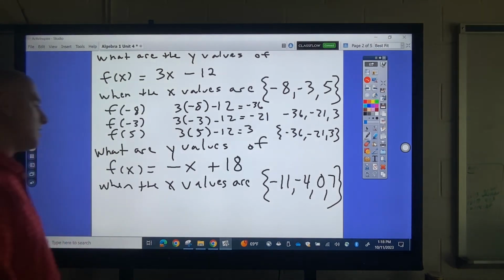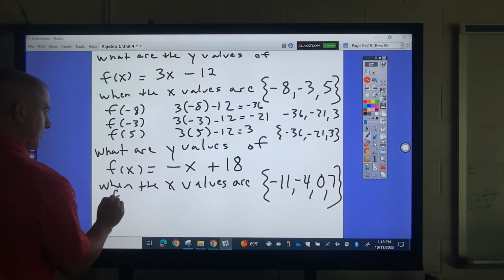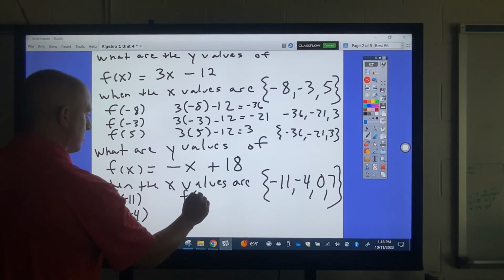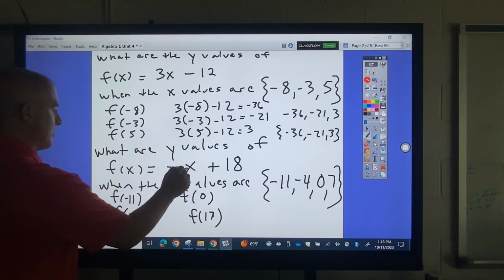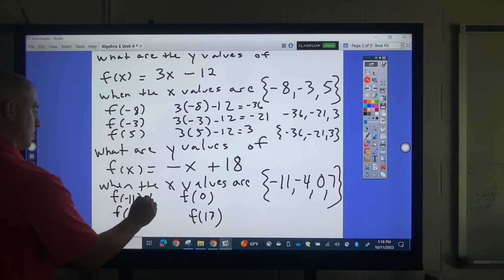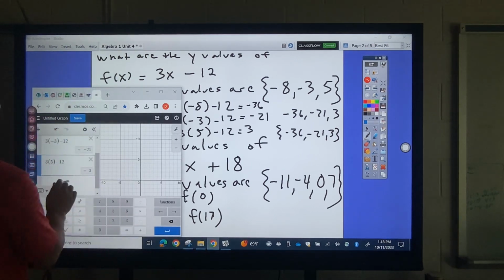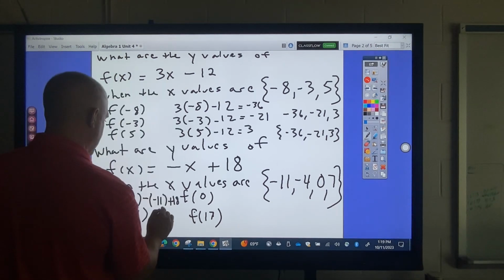Okay? All right? So it says, what are the x values when this, so what they want us to find is f of negative 11, f of negative 4, okay, f of 0, and f of 17. Now, when you're dealing with this negative, put that little negative symbol. Then put negative 11, and then a plus and 18. Okay? So what I want to do is I want to put a negative, then the parentheses, negative 11, okay, plus 18. Okay? All right, that gives me 29 for an answer.